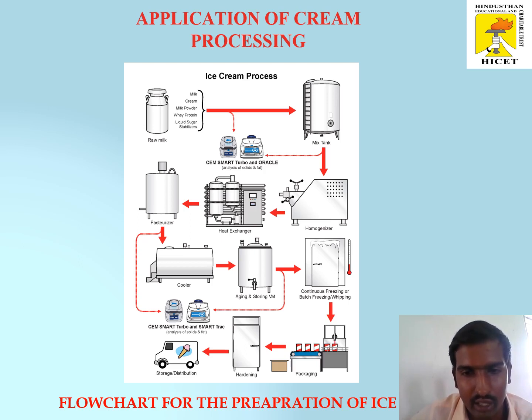In the hardening section, you are reducing the temperature from minus 12 degrees Celsius to minus 18 degrees Celsius, where it forms ice crystals, and then the ice cream has a better keeping quality. It moves to storage and distribution and is transported at a lower temperature for further processing. So this is a flow chart which shows the preparation of ice cream, and it is one of the applications of cream processing.